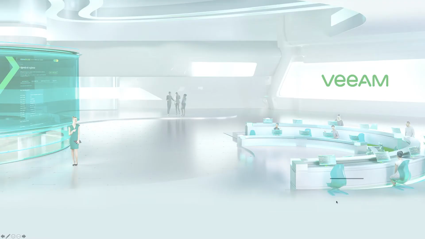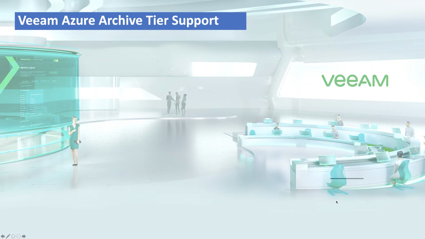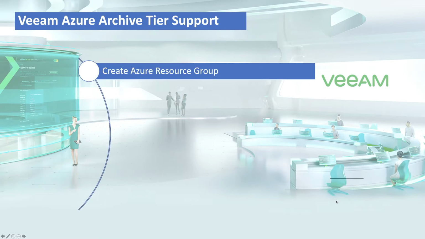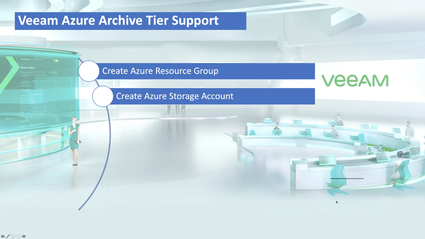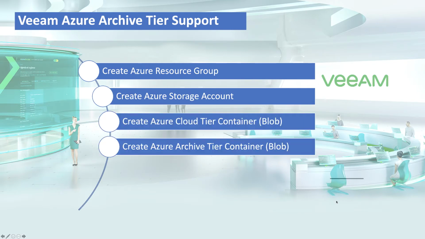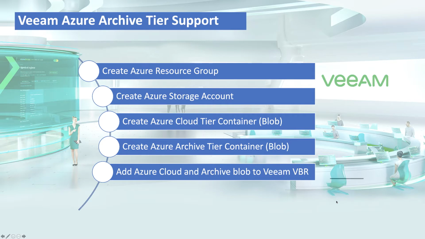In the next 5 minutes, I will help you to get started with the new Veeam Azure Archive tier support. We will start with creating an Azure Resource Group, create an Azure Storage account followed by 2 blob storages. One will be used for a cloud tier and one will be used as the archive tier. And then we will add these 2 blob storages to the Veeam Backup and Replication.